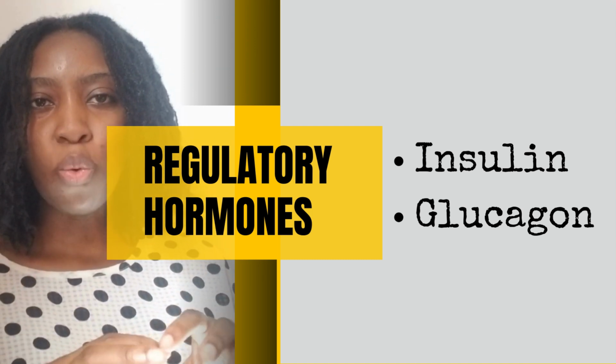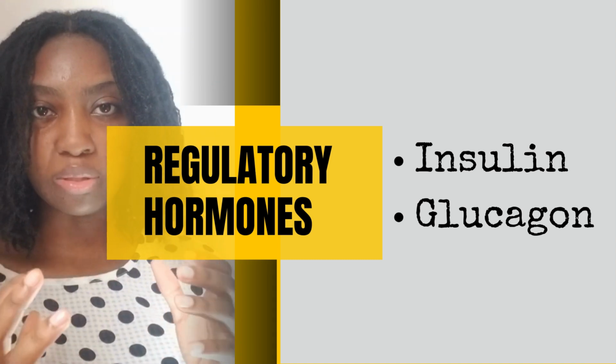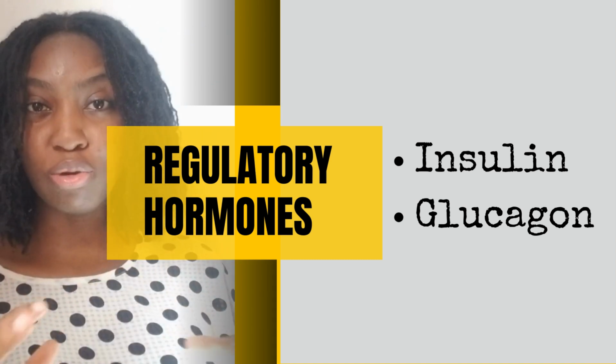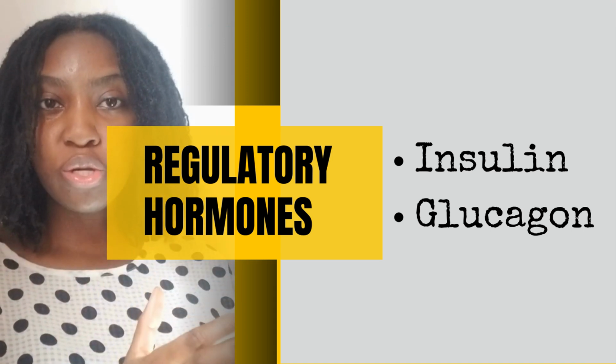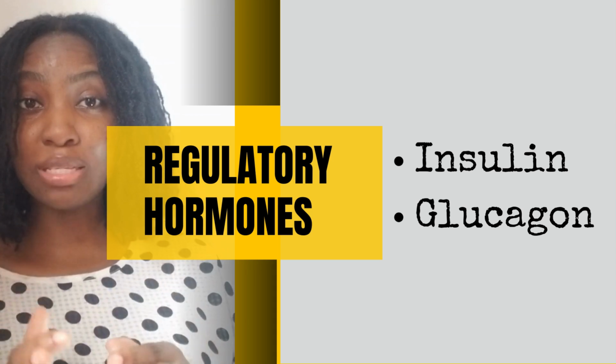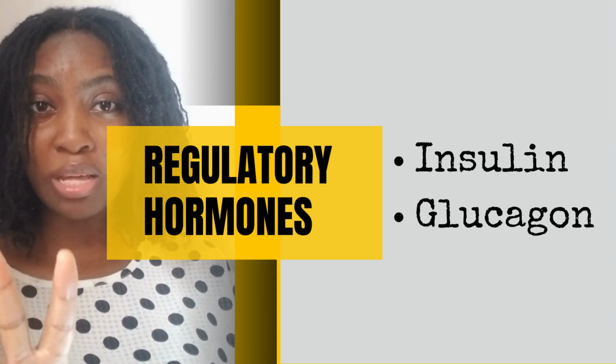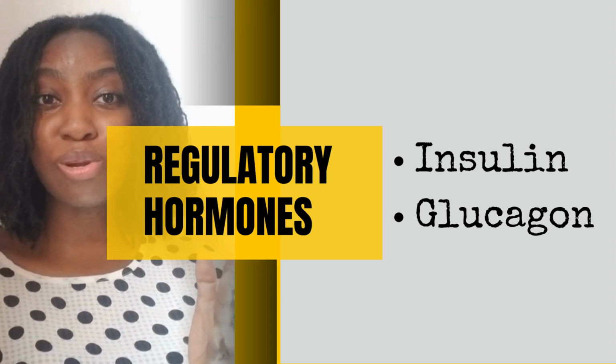So within the human body, things don't just happen. These processes are regulated. The entry of these substances into the cell and the exit of these substances from the cell are regulated by two important hormones. These regulatory hormones are insulin and glucagon.